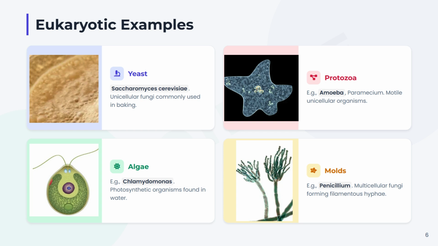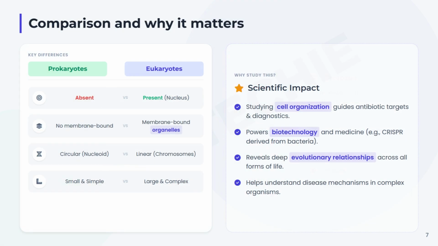Let's directly compare them and discuss why this distinction matters so much. First, the key differences. Regarding the nucleus, prokaryotes lack one, while eukaryotes have a true membrane-bound nucleus. For organelles, prokaryotes have no membrane-bound organelles, whereas eukaryotes are defined by them. Their DNA is organized differently. Prokaryotic DNA is a single circular chromosome in the nucleoid, while eukaryotic DNA is organized into multiple linear chromosomes inside the nucleus. And overall, prokaryotes are small and simple, while eukaryotes are large and complex.